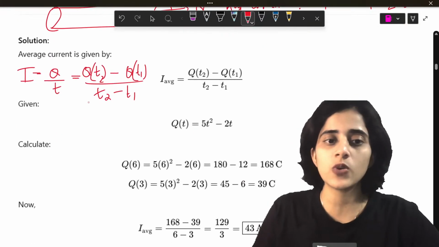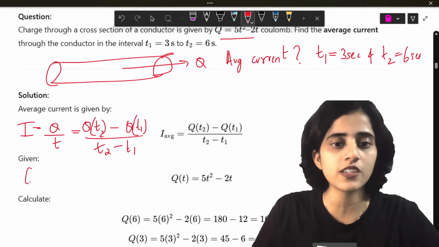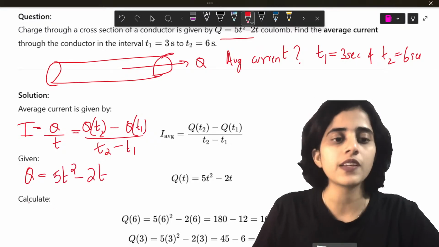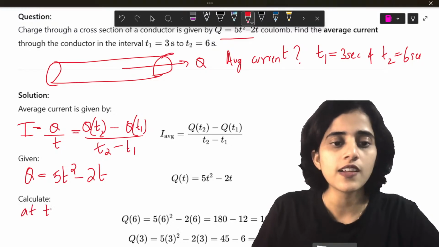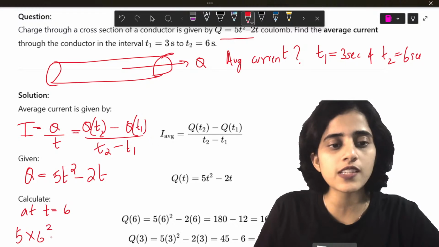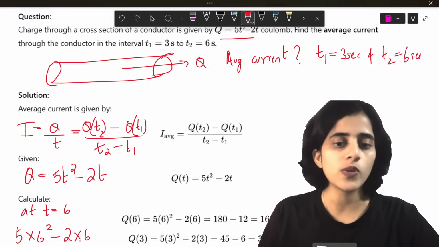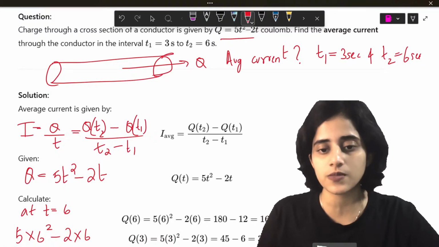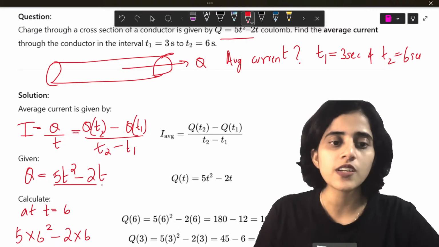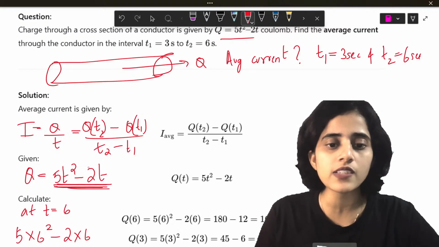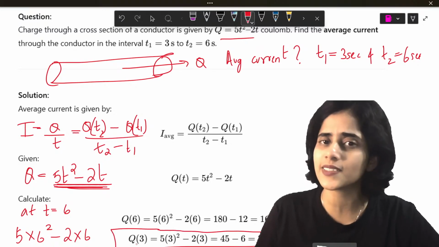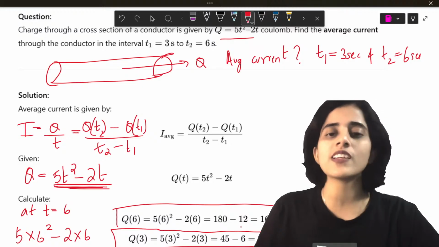Now, what is Q of t? That is also given in the question. Q is 5t square minus 2t. So let's substitute first. At t equal to 6, it becomes 5 into 6 square minus 2 into 6, which is 168. Now at t equal to 3, substitute 5 into 3 square minus 2 into 3, which is 39 coulomb. Did I say seconds earlier? It's coulomb, okay? Charge is always in coulomb.